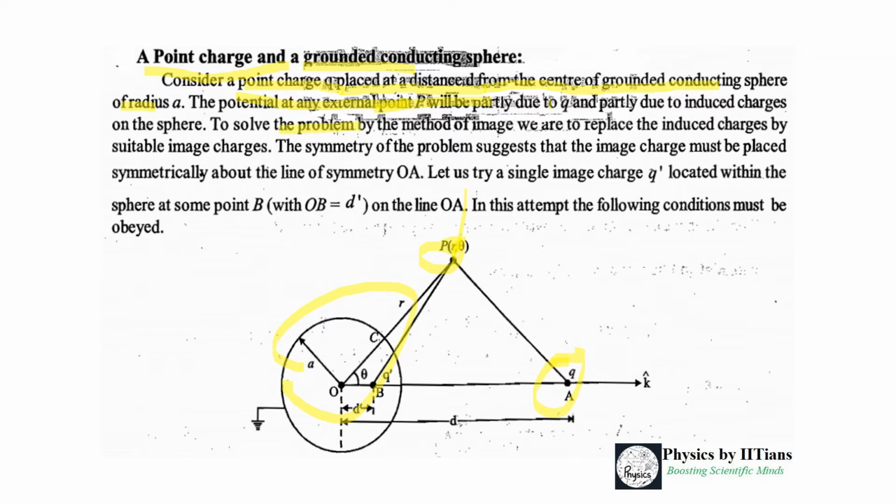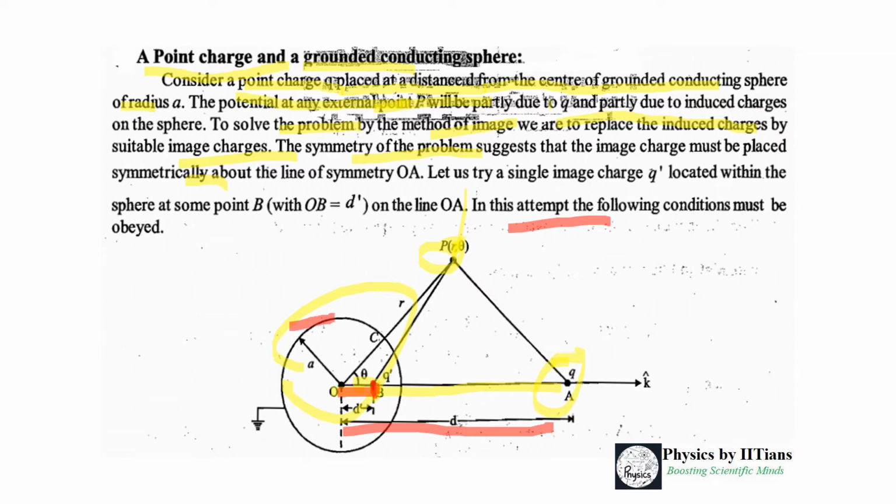To solve the problem by the method of image, we have to replace the induced charges by suitable image charges, and the symmetry of the problem suggests that we take the image charge along the line of symmetry, that is OA. Let us take the image charge, I am taking this in red color. The image charge q prime is located at B, with OB equal to d prime and OA equal to d. Clear?